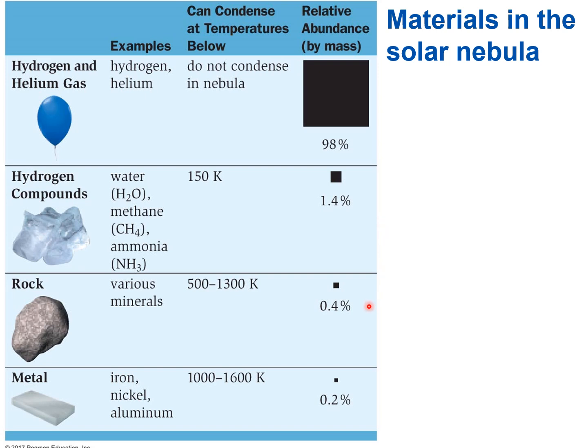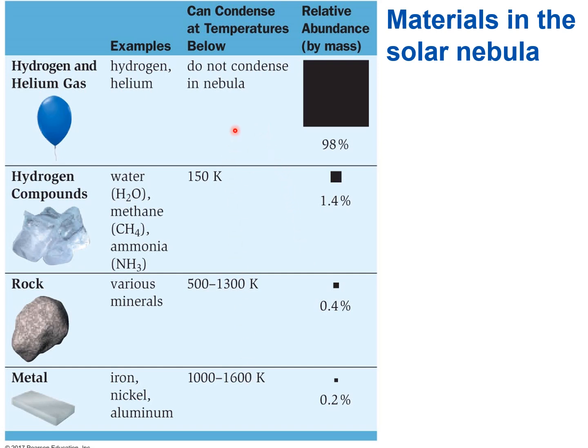To a lesser extent are rocks and metals. And actually, for the purposes of this discussion, we can just group rocks and metals together. Although rocks were 0.4%, various minerals, metals 0.2%, and that's things like iron, nickel, and aluminum. But again, for purposes of this video, we can just lump rocks and metals together for a combined abundance of 0.6%. Now let's go over to the middle column.